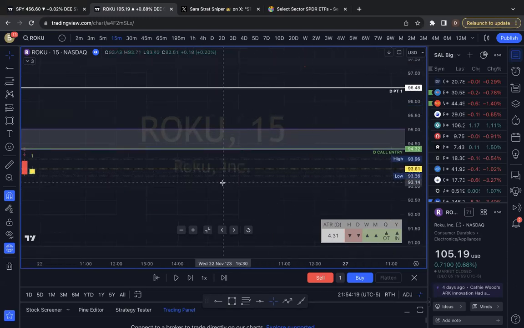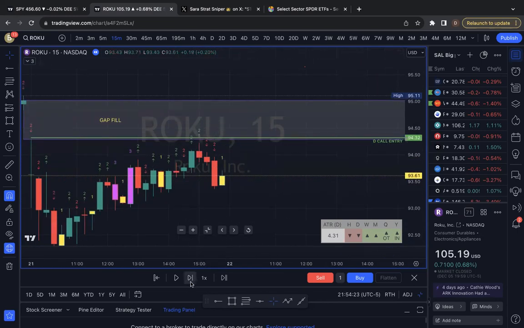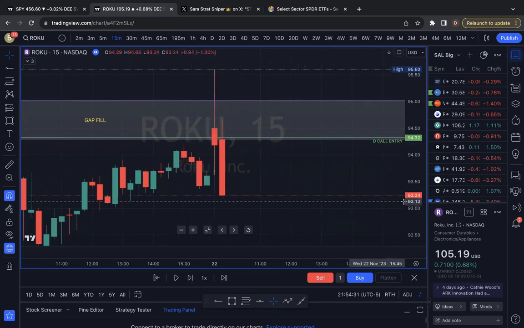All right, so we're looking at a 15 right now. This is a perfect example of how you can get clapped. So that's our call entry. This is a 15-minute chart. All right, boom. We triggered 2 up. It came right back down, and then it went down. That's how you can get clapped, just like that.